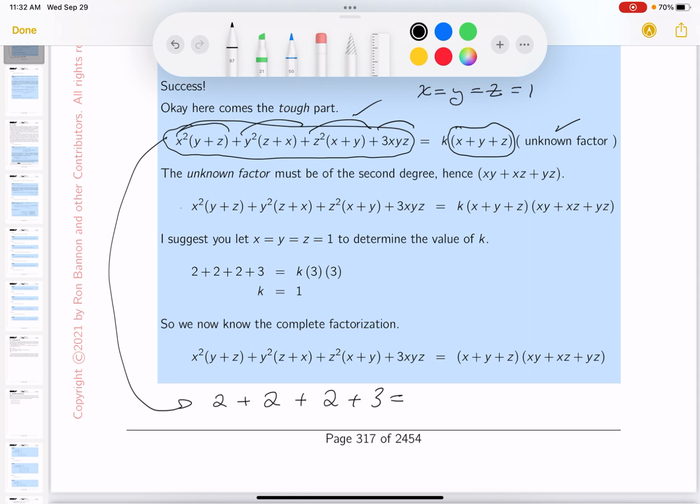Now what do you get? k times x plus y plus z is 3. And then I got something over here. I don't know what it is. Let's take a look at it. What do you get? 2 plus 2 plus 2 plus 3. That's 2, 4, 6, 9. I'll write this over here.